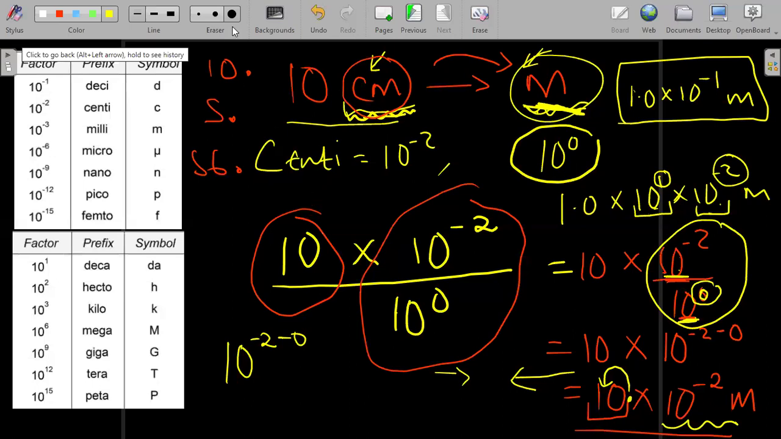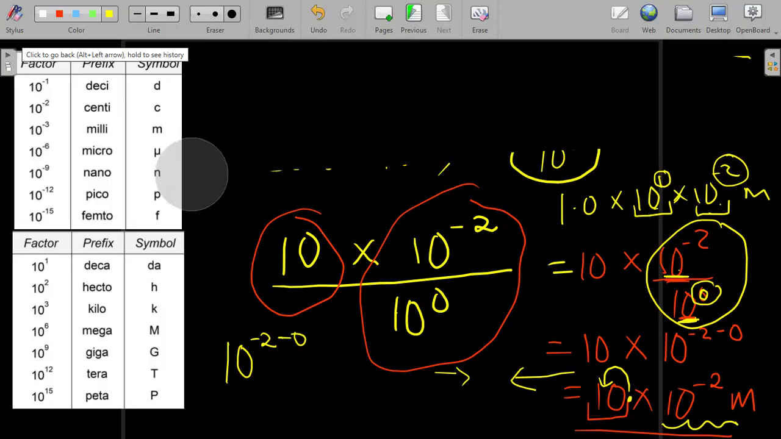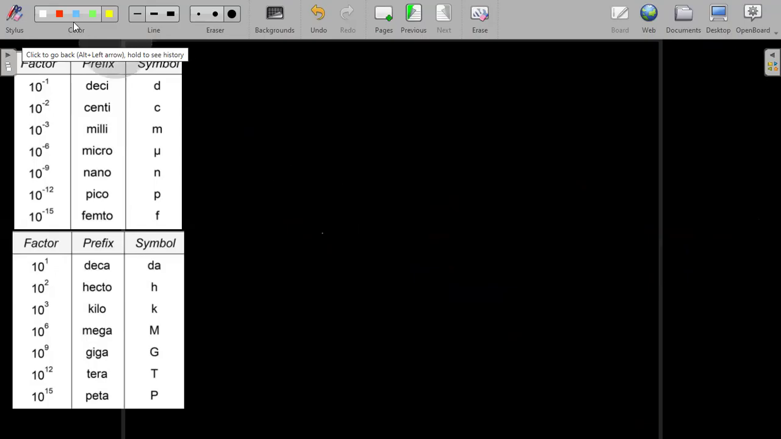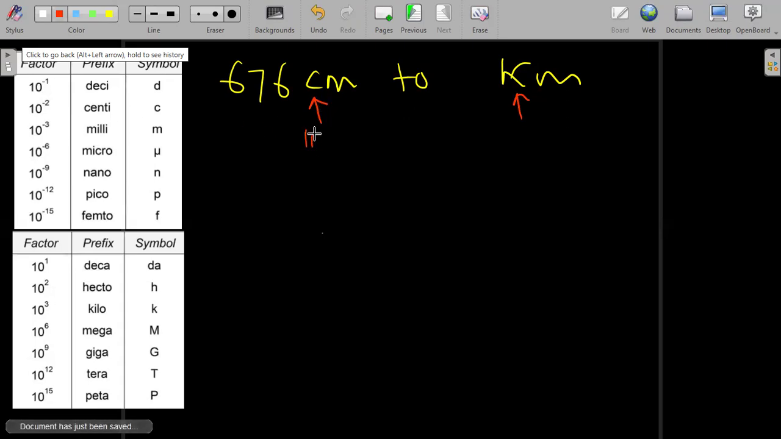Yes, thank you. All right, so let's look at more examples for you to understand the concept so that it sinks in. I'm going to have this expression here: 676 centimeters to kilometers. So let's convert this 676 centimeters to kilometers. The first thing is you have to know the value of the prefix. Here we have the prefix centi, and there we have the prefix what? Kilo. So centi from this table is just 10 to the power minus 2, and kilo is 10 to the power 3.